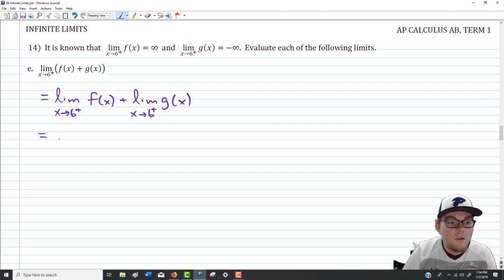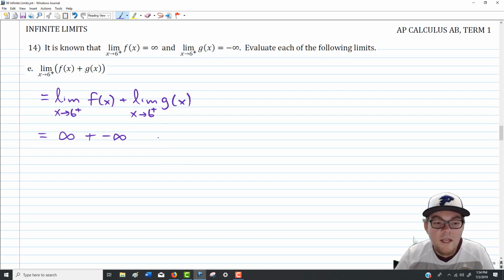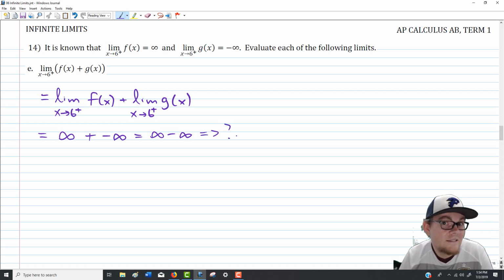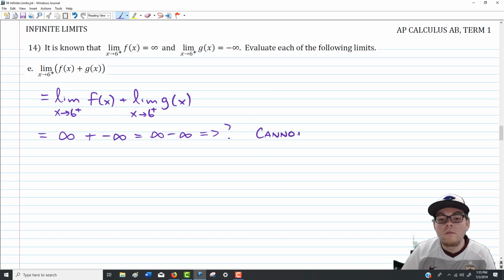Well, according to what we were told, this becomes infinity plus negative infinity. Now I know the temptation is to go 0, but unfortunately, infinity plus infinity, or more specifically, infinity minus infinity, is not as simple as just the classic arithmetic of x minus x is 0 in this case. So in fact, in this situation, we cannot know, at least based on the information we were provided, just that their behavior was infinite in nature. It cannot be determined what the value of this limit is equal to.